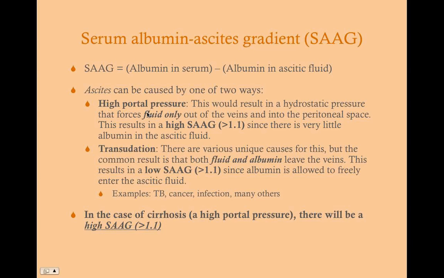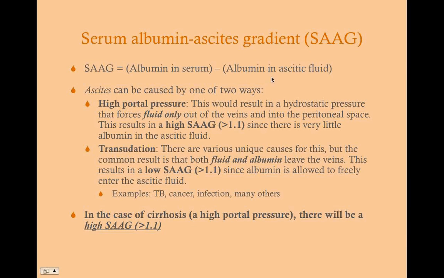When you have high portal pressure, what happens is you have hydrostatic pressure that pushes fluid out of the veins. So what results from that is that you get fluid only in the peritoneal space, in the ascitic fluid. You don't have proteins in with it. It's just fluid. It's just serum. So only fluid comes out of the vein into the peritoneal space, and you don't have albumin, not in a very high concentration, in the ascites.